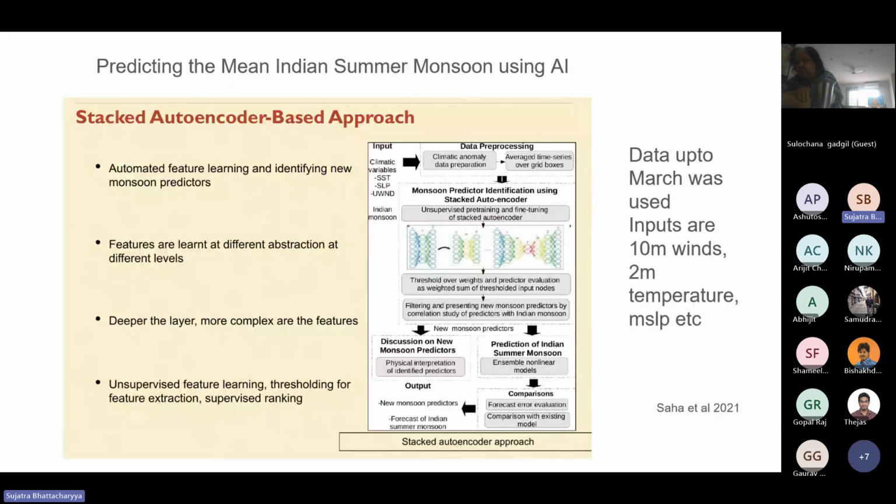Okay, so we did some tiny experiments a few years back, so as to predict the mean monsoon.